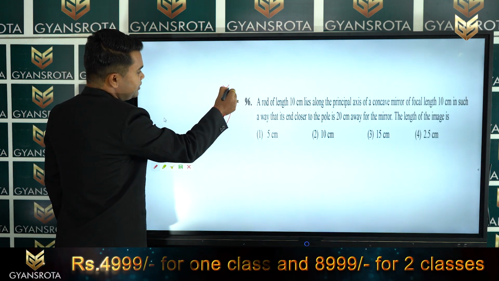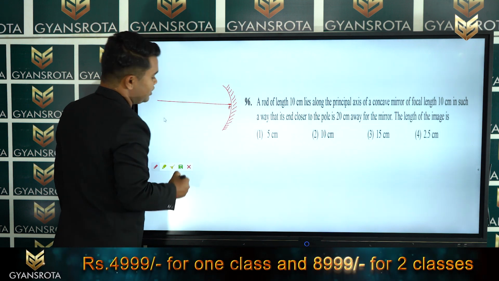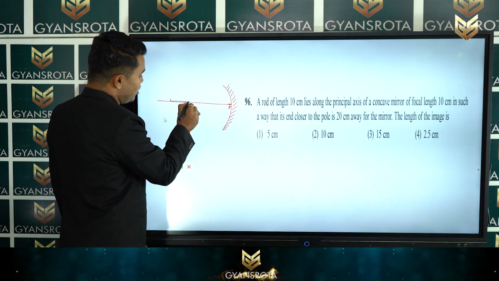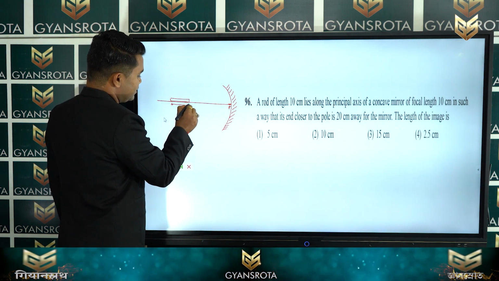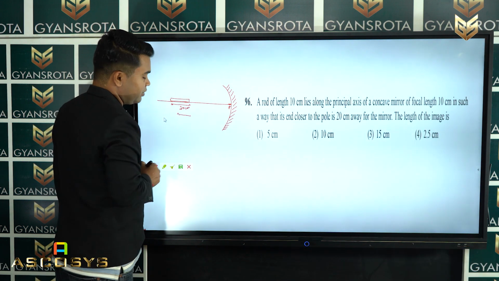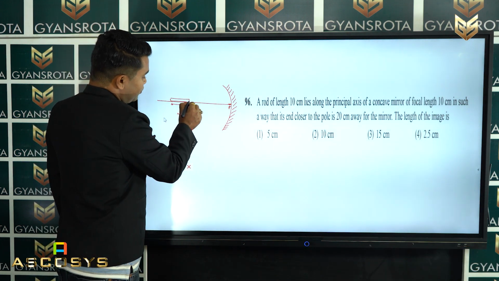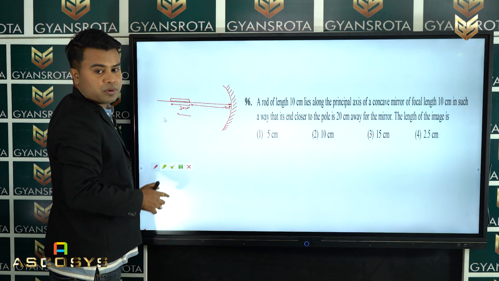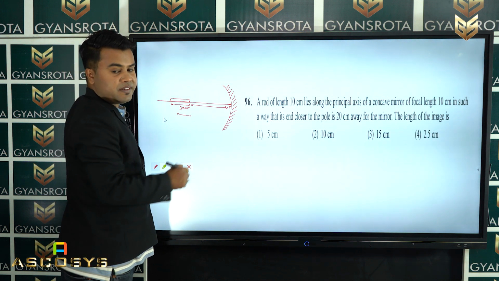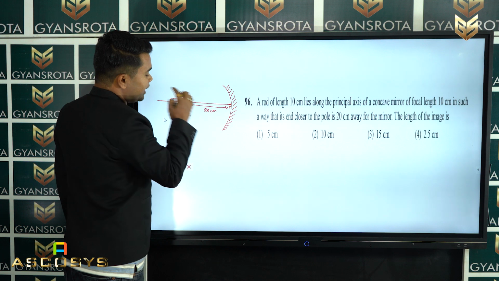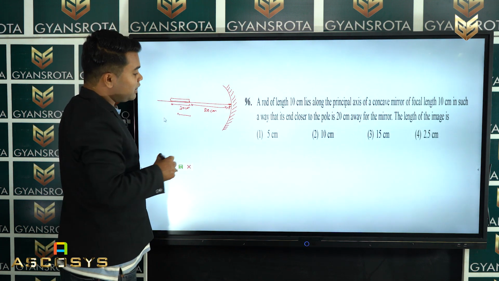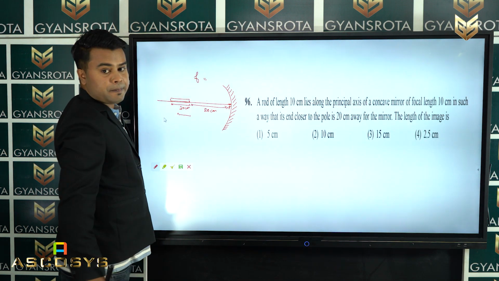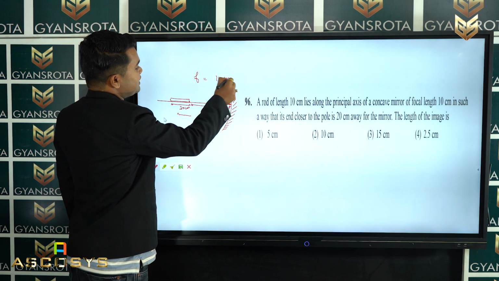I will make you understand the question. You have a concave mirror, suppose this is the pole of the mirror. A rod of 10 centimeter length lies on the principal axis. Suppose I have a rod of 10 centimeter length, this is 10 centimeter. From here, the distance of the end which is closer to the pole is given as 20 centimeter away. And the focal length is given to be 10 centimeter, that is minus 10 centimeter, right.